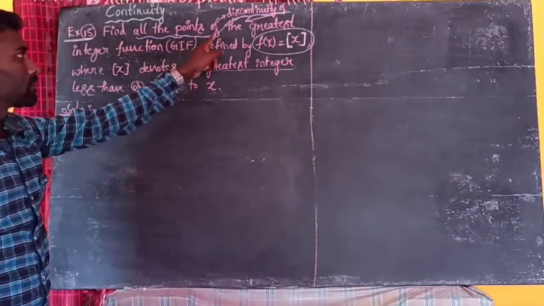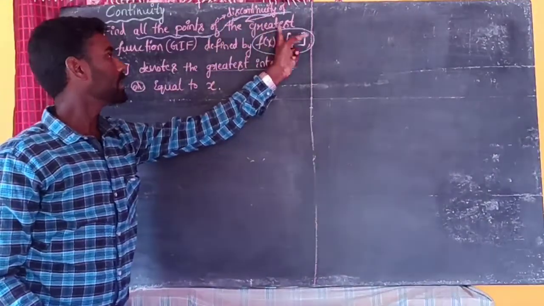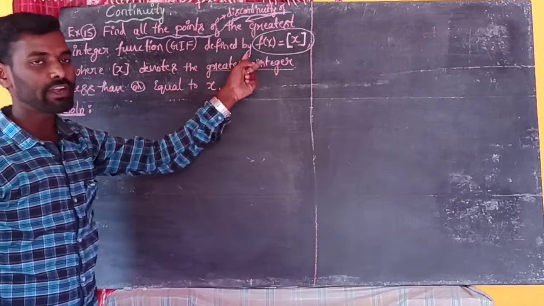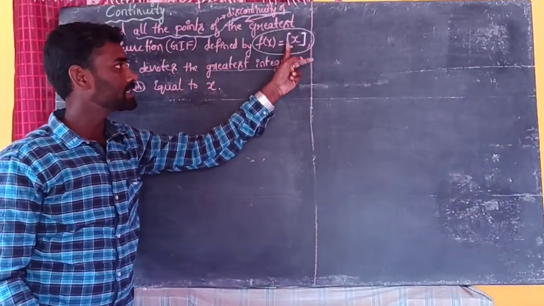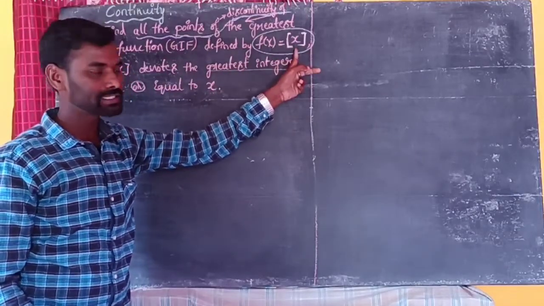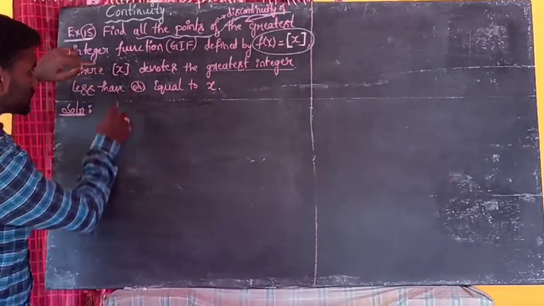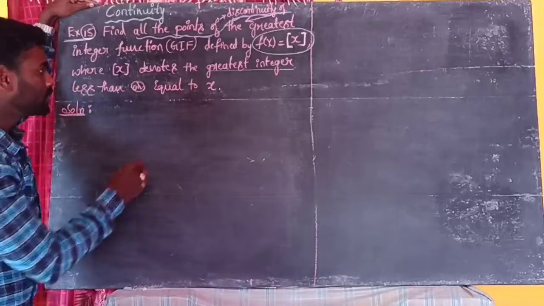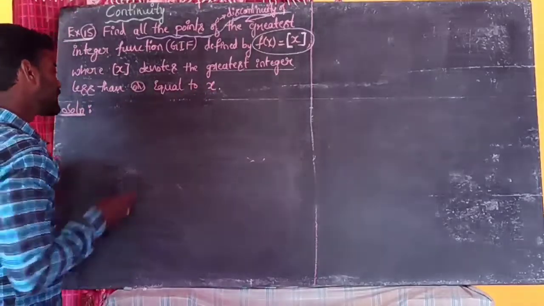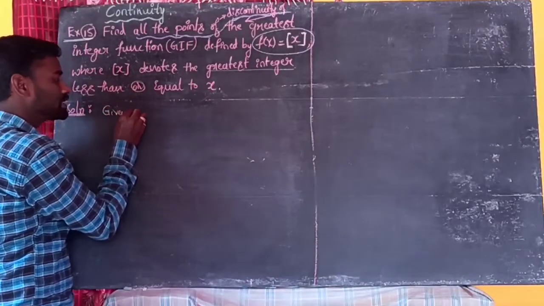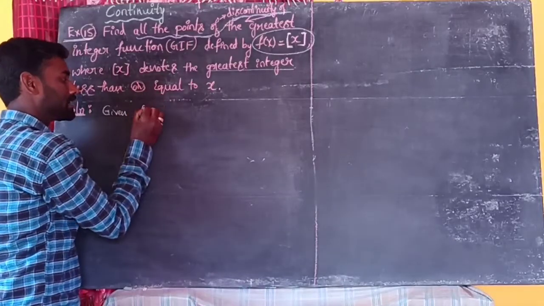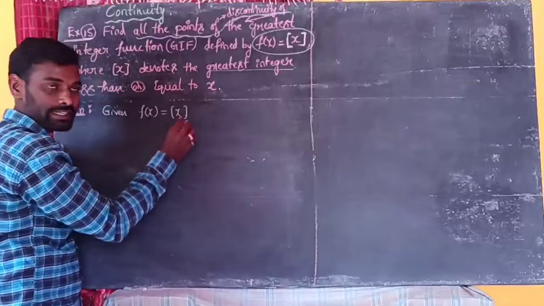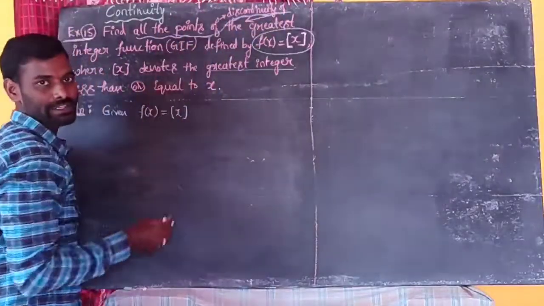Find all the points of discontinuity of the greatest integer function. GIF means greatest integer function, defined by f of x is equal to the greatest integer function of x, where the greatest integer function x denotes the greatest integer less than or equal to x. Here the given function is f of x equal to the greatest integer function x. Here we need to find the points of discontinuity.